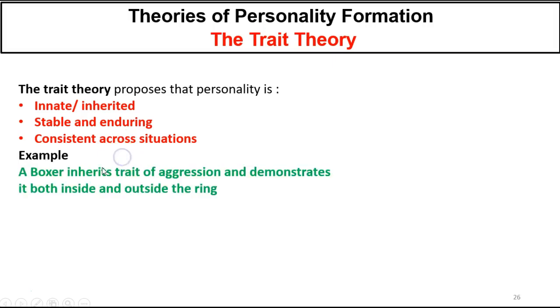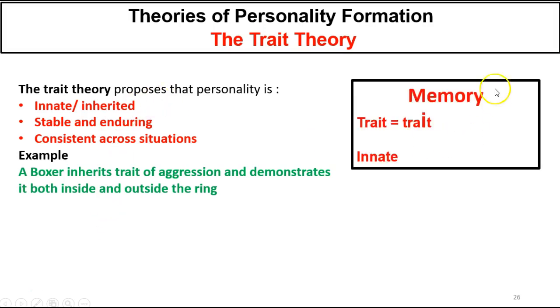Okay, so what does that mean? Well, it means that a boxer, for example, inherits the trait of aggression from the parents, and then they demonstrate it both inside and outside the ring. Mike Tyson, for example, a famous boxer, someone who is aggressive in the ring, obviously to be a boxer, but also was put in prison for GBH. So you've got someone there who demonstrates that trait of aggression in every situation, which makes it consistent across situations.